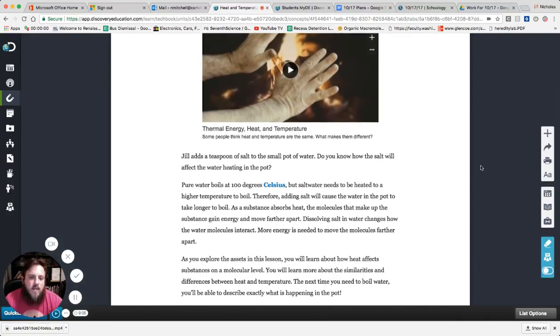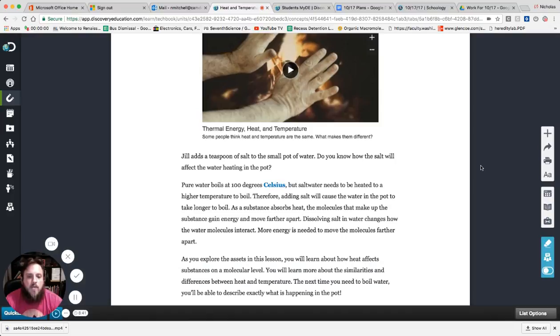So if Jill then adds a teaspoon of salt to the small pot of water, do you know how the salt will affect the boiling water? Pure water will boil at 100 degrees Celsius. That's why Celsius is a wonderful temperature scale. But salt water needs to be heated to a higher temperature for that boiling to happen. Therefore, adding salt will cause the water in the pot to take longer to boil.